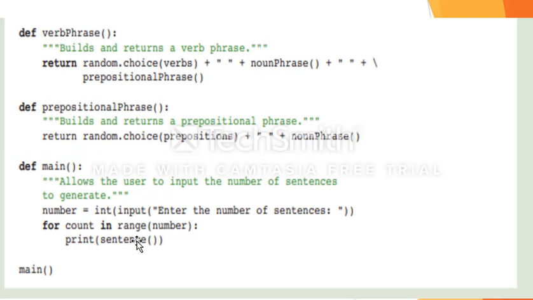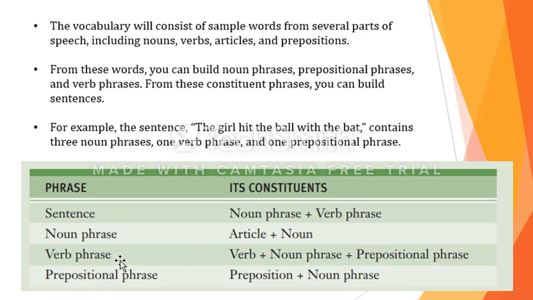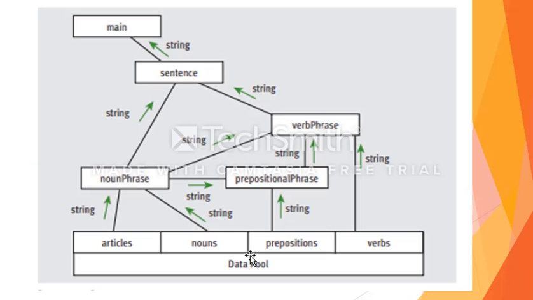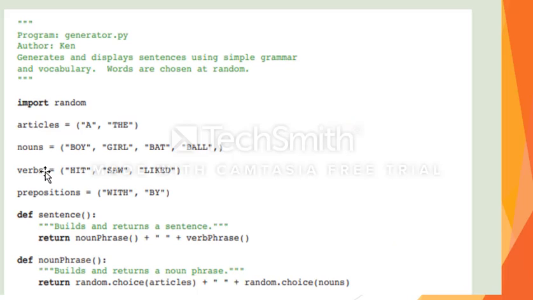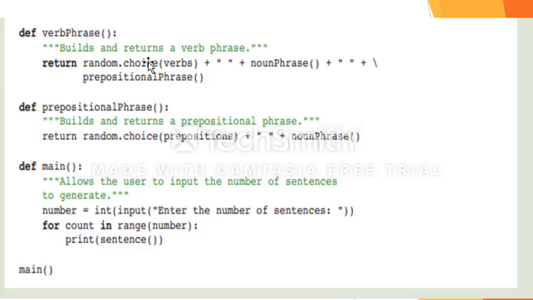Now the verb phrase. How is the verb phrase formed? Verb plus noun plus preposition. So we have to take a verb from the verbs. From the total words, we take one from verbs, one from nouns, and one from prepositions. Then you get the verb phrase. Okay? So simply random dot choice of verbs plus noun phrase and prepositional phrase.